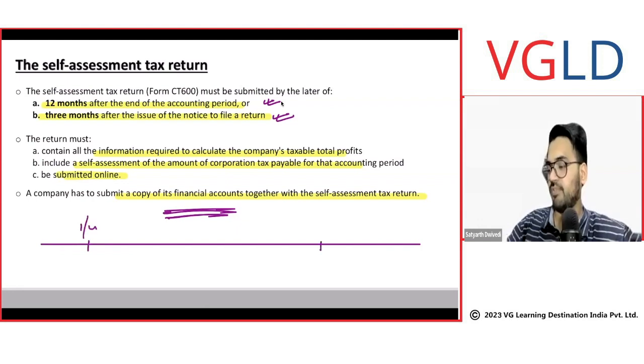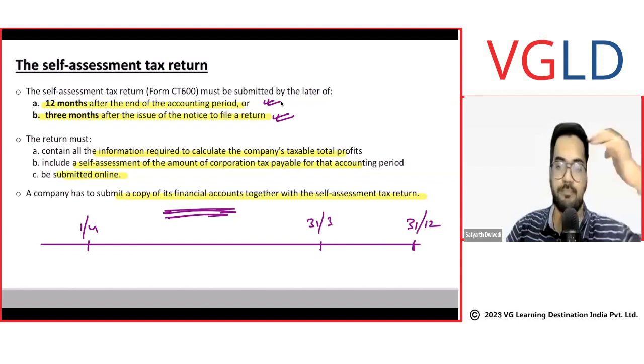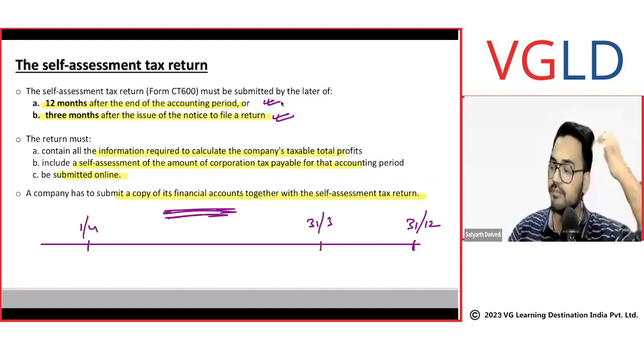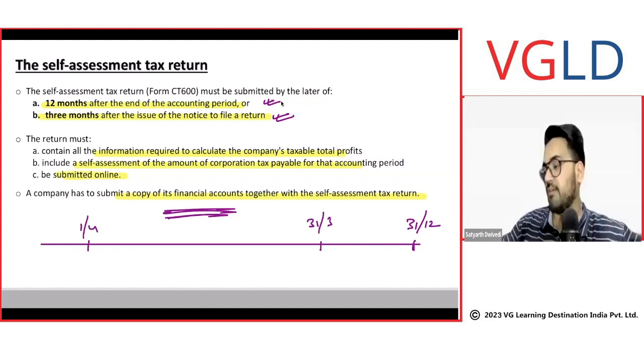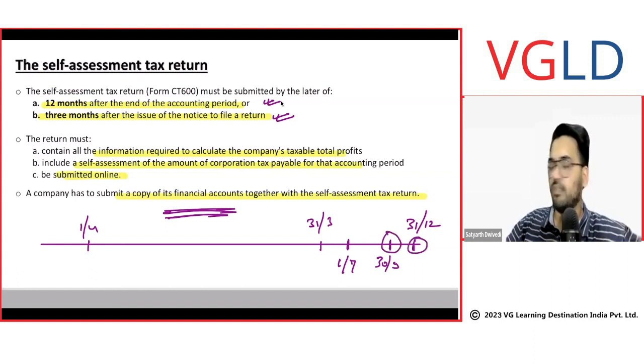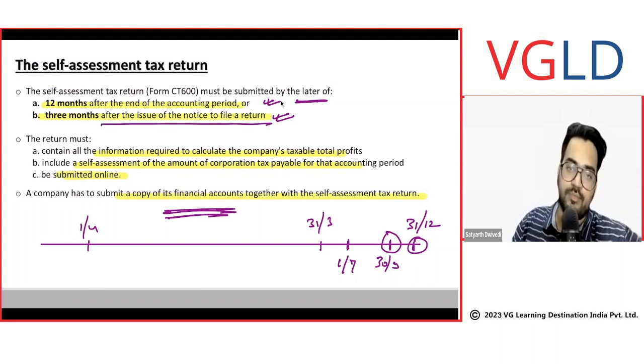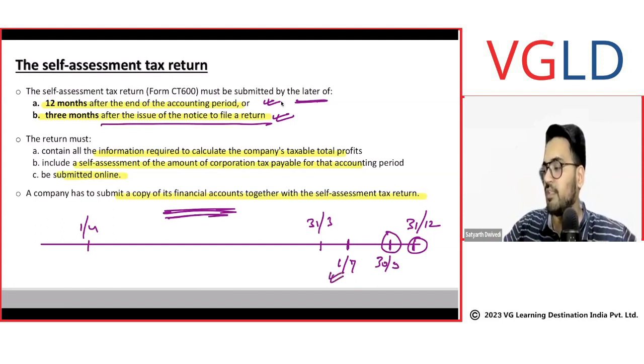So if this is your AP, then 9 months is 31st of December. But if you receive a notice, say by 1st of July, then within 3 months, so July, August, and September, by 30th of September, you have to submit the return. So it must be submitted by the later of 12 months after the end of the accounting period or 3 months after the issue of the notice. So if you get the notice over here, you can submit by 31st December. Whatever is later, you can submit.